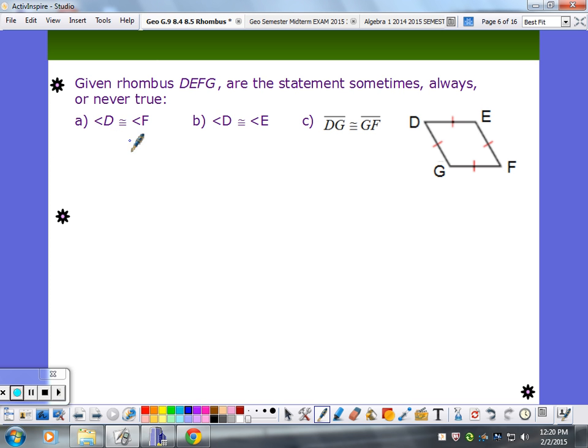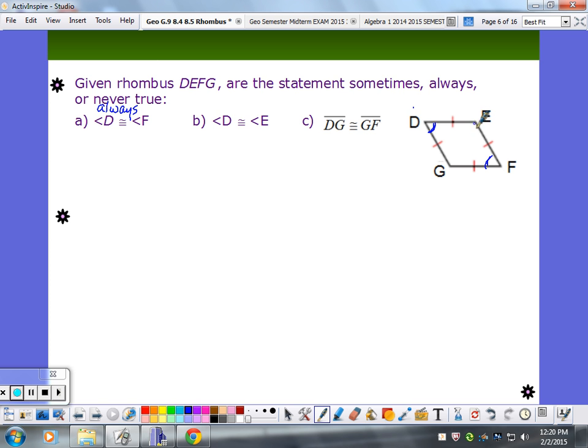Zane, what do you think? Always. Always? How come? There you go. Because a rhombus is a parallelogram, that property of opposite angles being congruent is true. So, yes, that's an always.